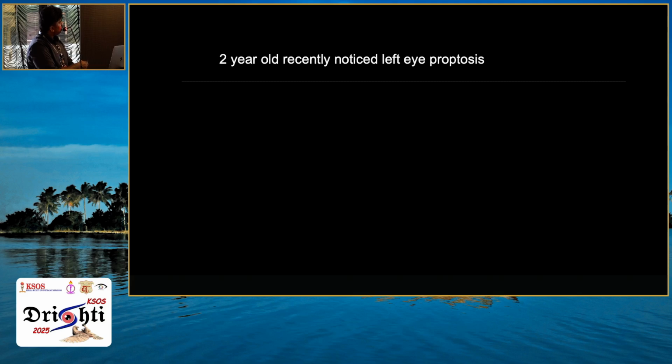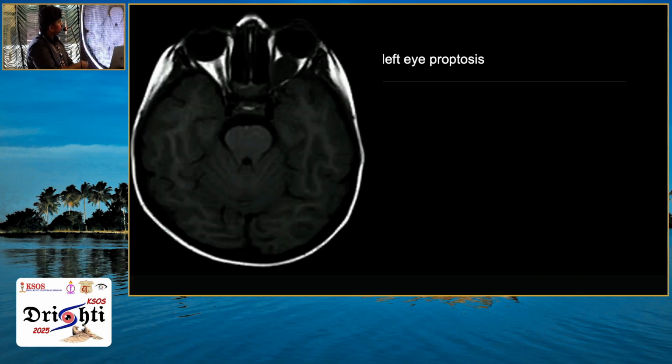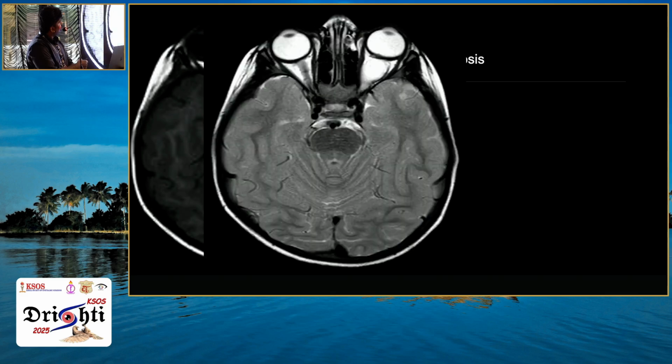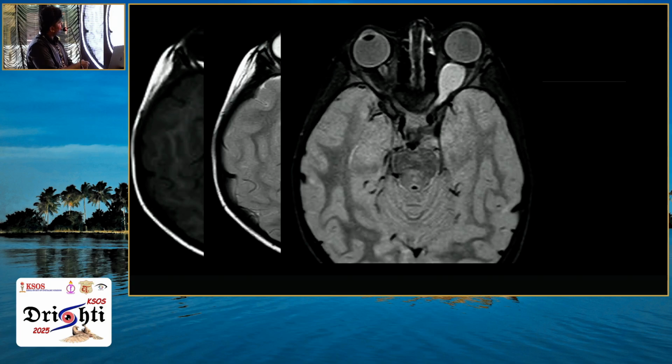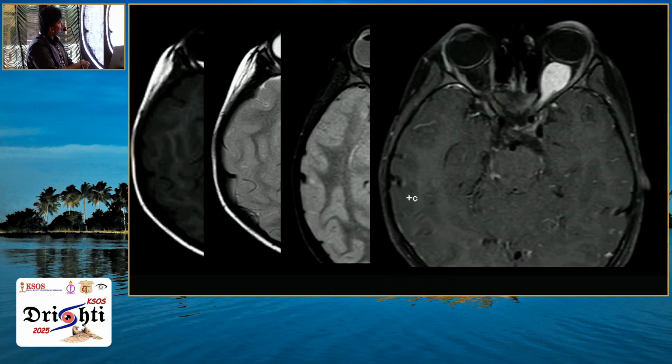A 2-year-old recently noticed left eye proptosis. Axial image, left eye, orbit is nice, optic nerve, symmetry lost, swollen, and on T2 completely swollen, totally hyperintense. But on fat-saturated images, you can clearly appreciate the swelling of the optic nerve in the intraorbital course. On post-contrast images, it is seen enhancing nicely, not like the meningioma, not showing any tram track appearance. The lesion itself is arising from the optic nerve. This is a case of optic nerve glioma.